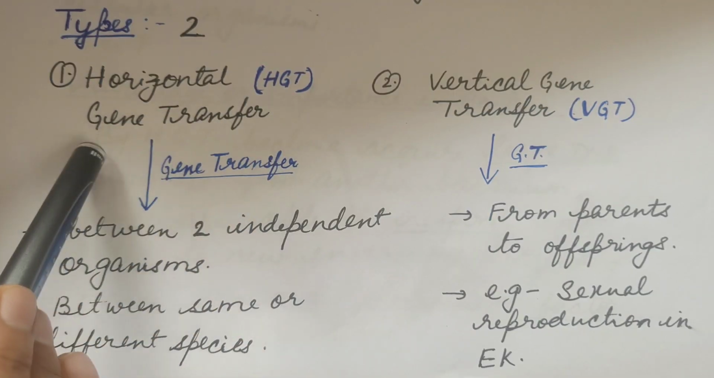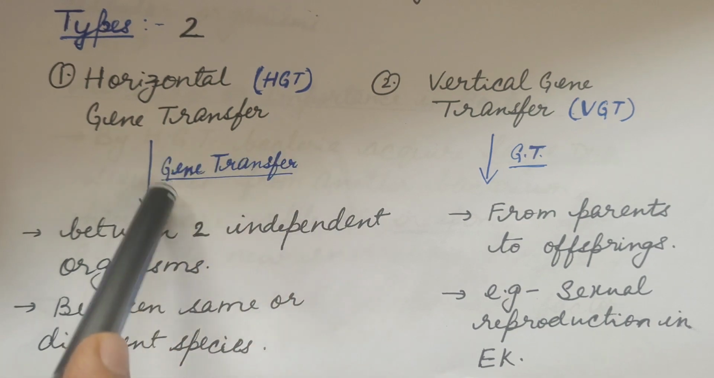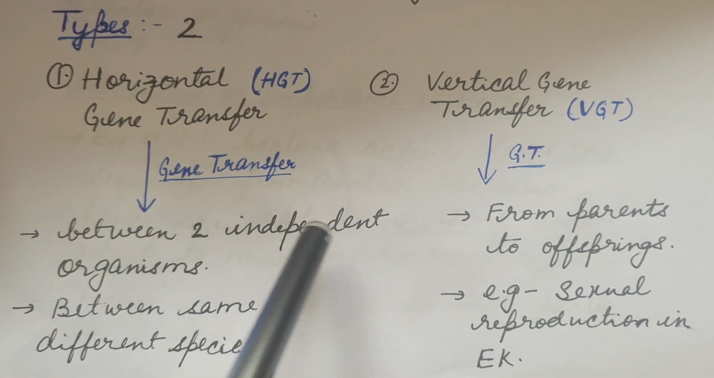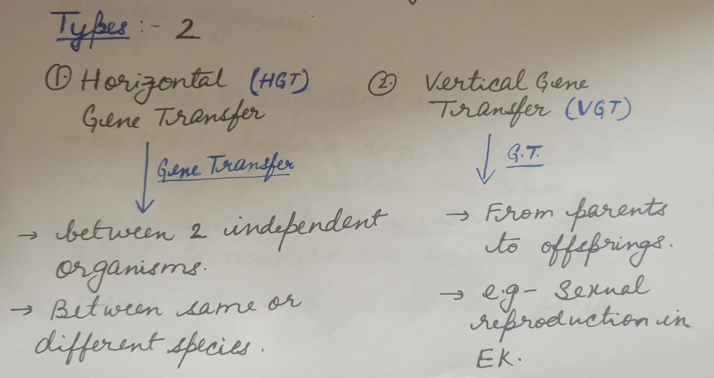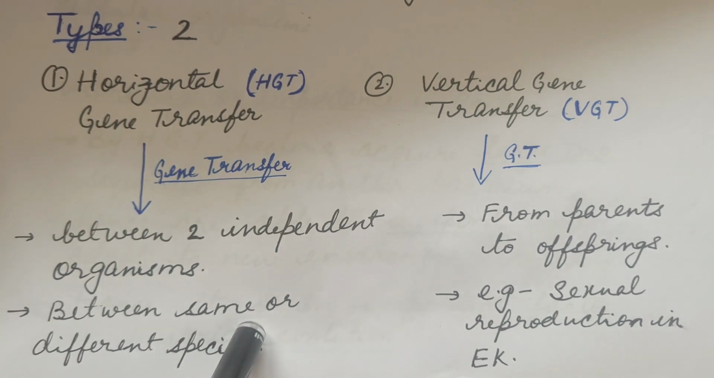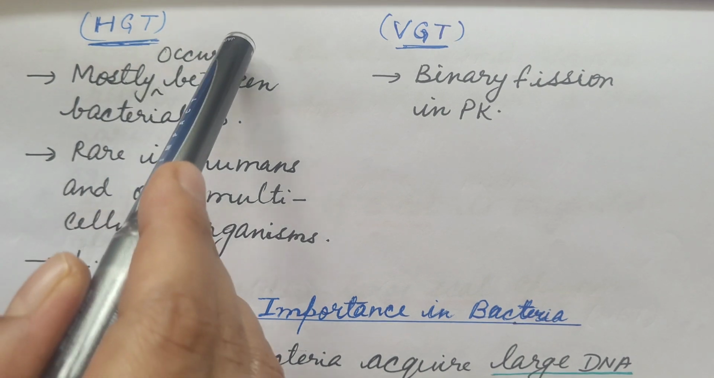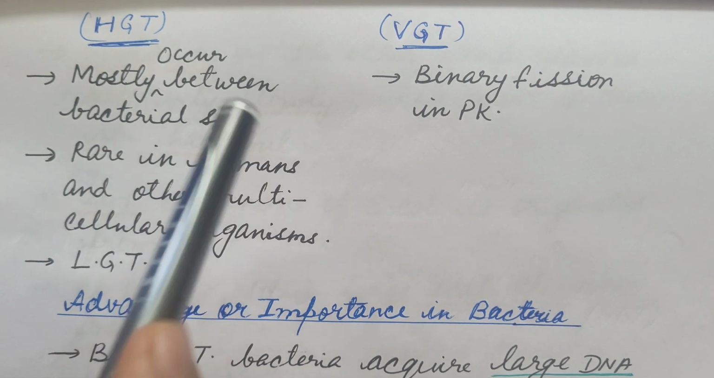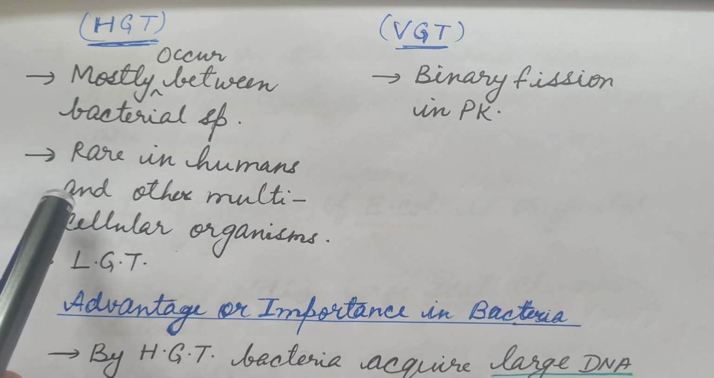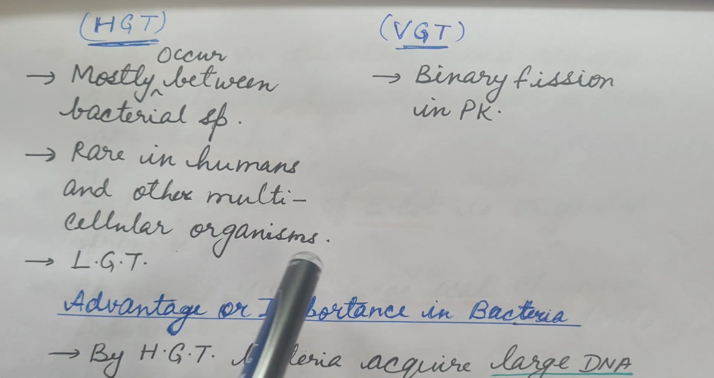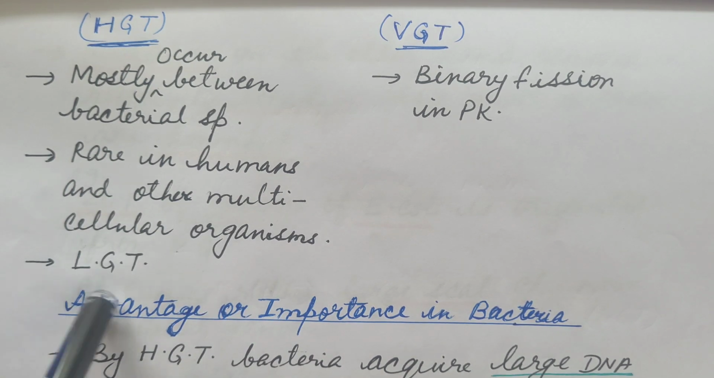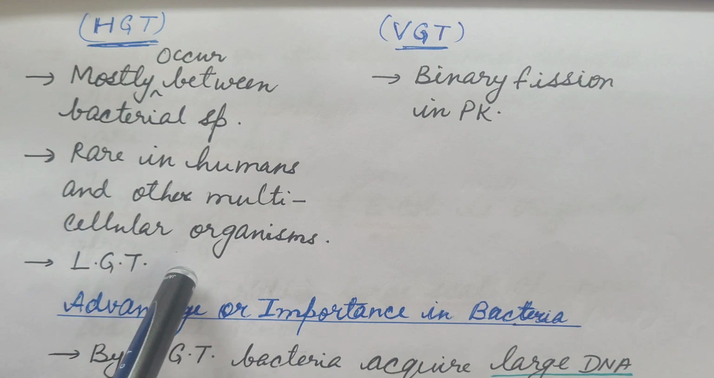During the horizontal gene transfer, gene is transferred between two independent organisms. It takes place between same or different species. Mostly, it occurs between bacterial species, but it is rare in humans and other multicellular organisms. It is also known as lateral gene transfer.